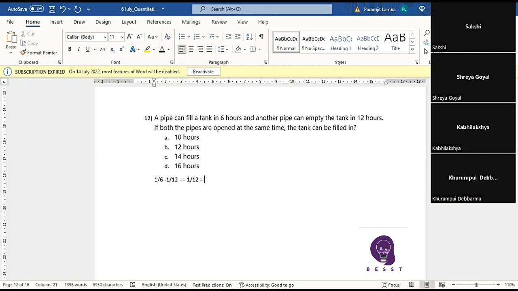Sir, 12 hours. We will multiply it by 12, so we get 1. Right. Why will we multiply by 12? Sir, to make the fraction 1. Correct. So 1/12 multiplied by 12 is equal to 1. Therefore, the time we need is 12 hours.